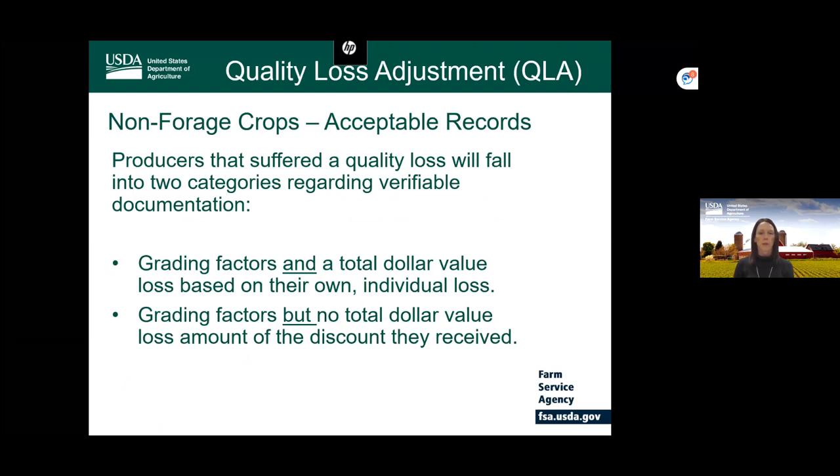Producers that suffered a quality loss will fall into two categories regarding verifiable documentation. If they have verifiable documentation for grading factors and a total dollar value loss, their payment will be based on their own individual loss. If they have verifiable documentation for the grading factors, but no total dollar value loss documentation, the amount they receive will be discounted and it will be based on a county average.